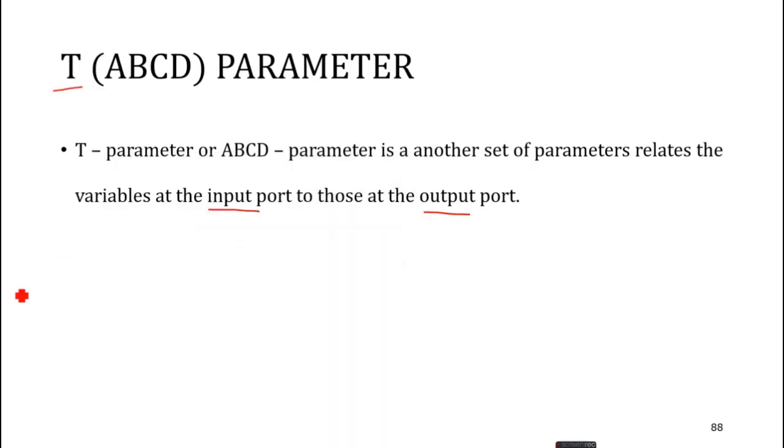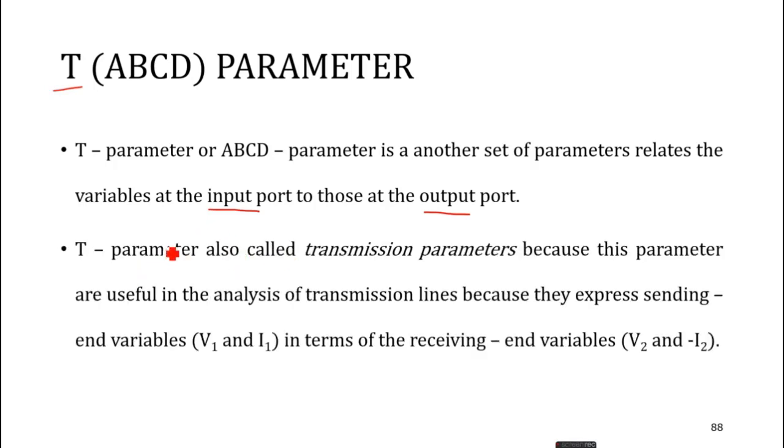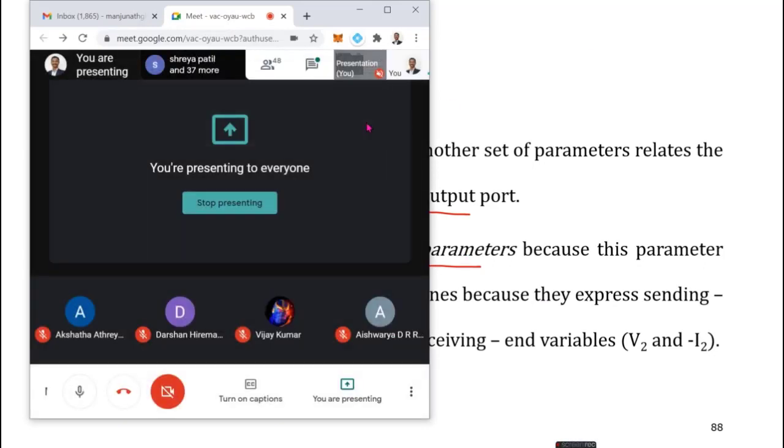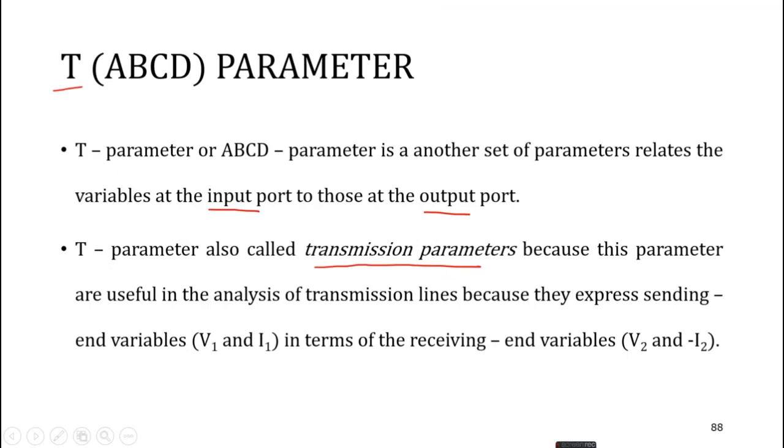So T parameters, another set of parameters, relate variables at the input port with the variables at the output port. T parameters are called transmission parameters because these parameters are useful in the analysis of transmission lines. That's why they are called T parameters, and they express sending end variables in terms of receiving end variables.